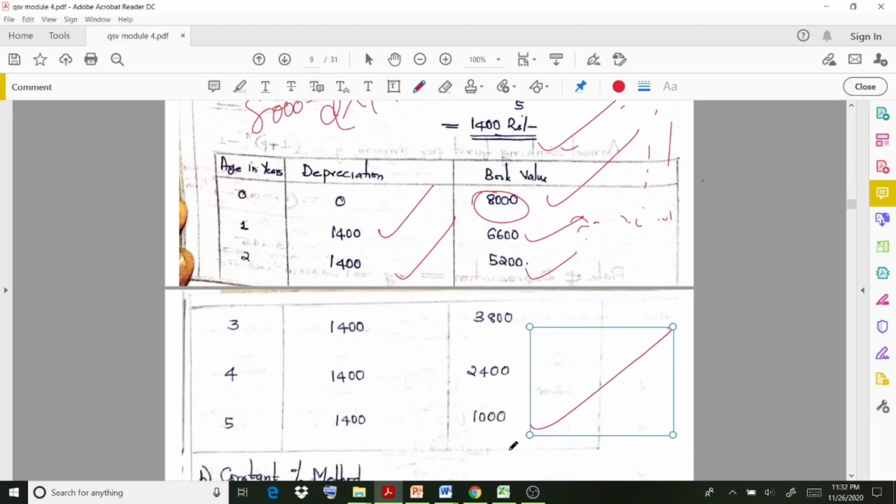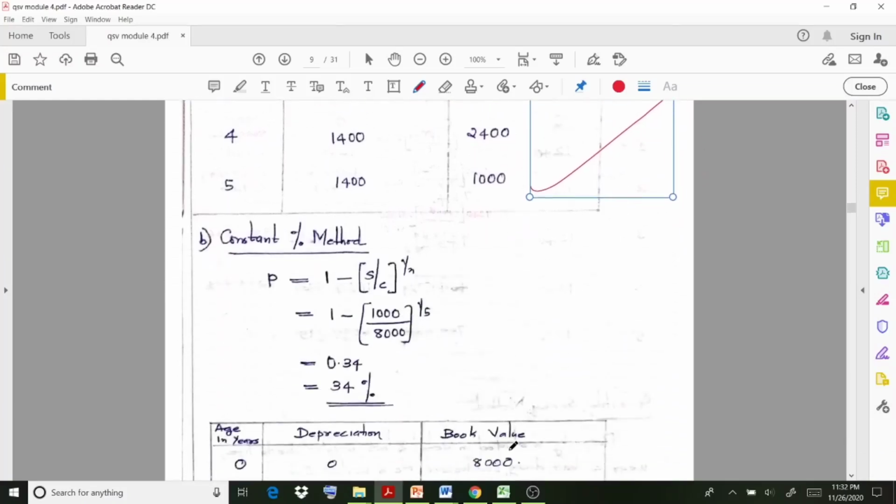Then using the constant percentage method, you know the equation. So using this equation you will get this rate, that is 1 minus (s by c) whole raised to 1 by n, and you will get in this case 34%.